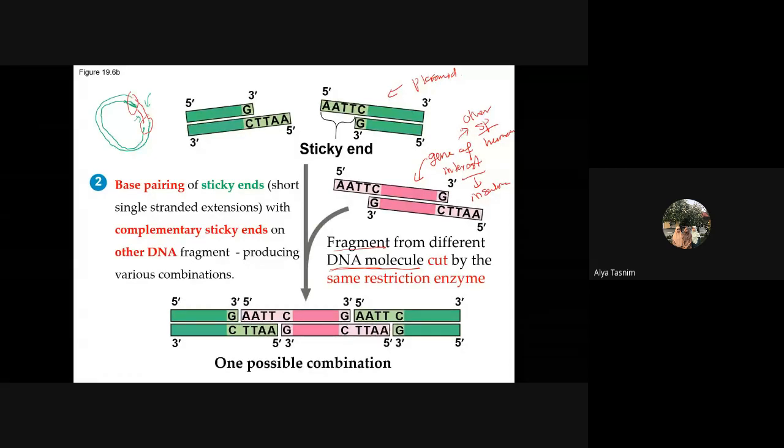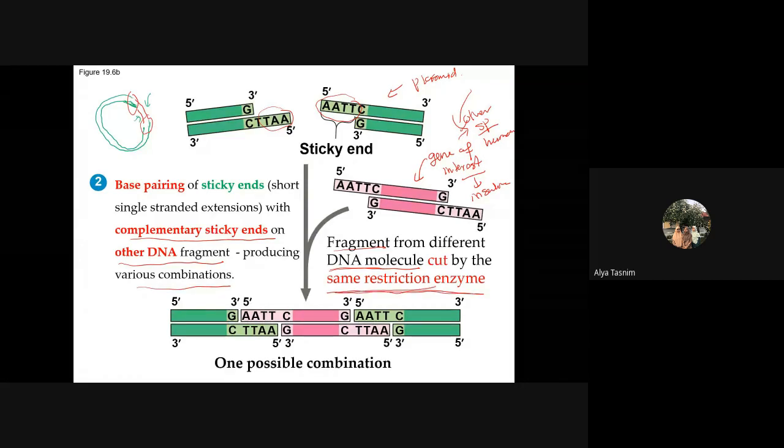So base pairing of sticky ends, short single-stranded extensions. Okay, this one here and this one here, with complementary sticky ends on other DNA fragments, which is here. DNA that has the gene of interest, producing various combinations. So fragments from different DNA molecules are cut by the same restriction enzyme.